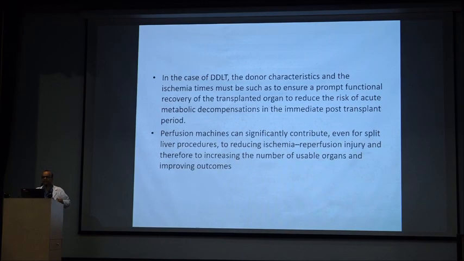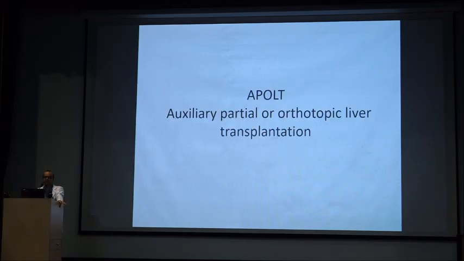In case of DDLT, the donor characteristics and ischemia times must be so adjusted that there is a prompt functional recovery of the transplanted organ to reduce the risk of acute metabolic decompensation. It is like the liver not working, but that may manifest as acute metabolic dysfunction that has to be kept in mind. Perfusion machines or normothermic machine perfusion can help in this, but data is still upcoming.